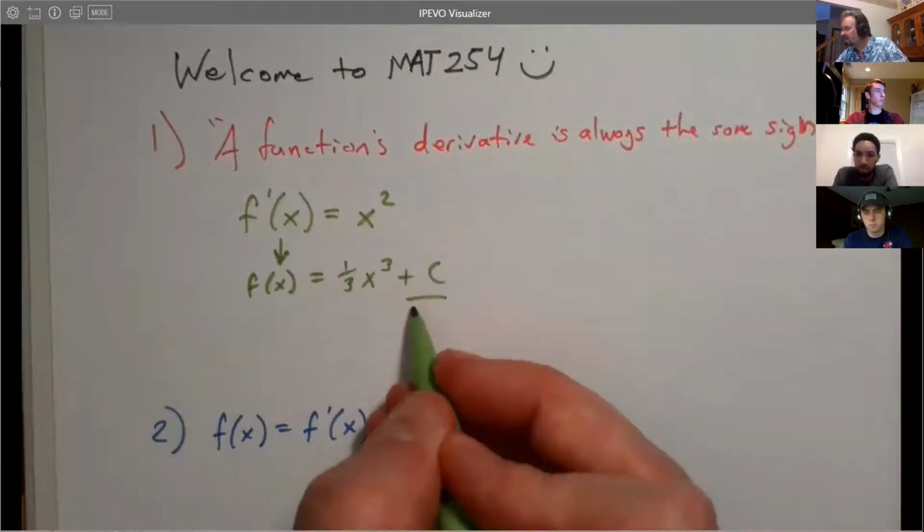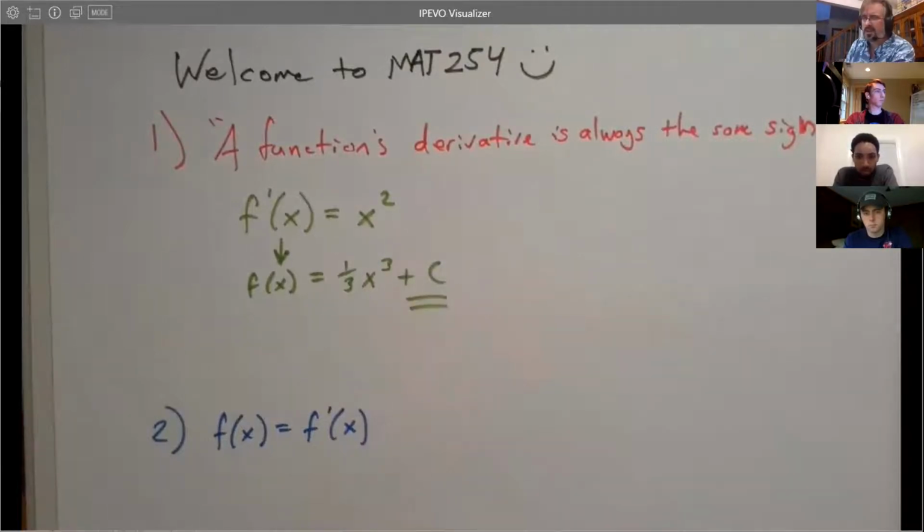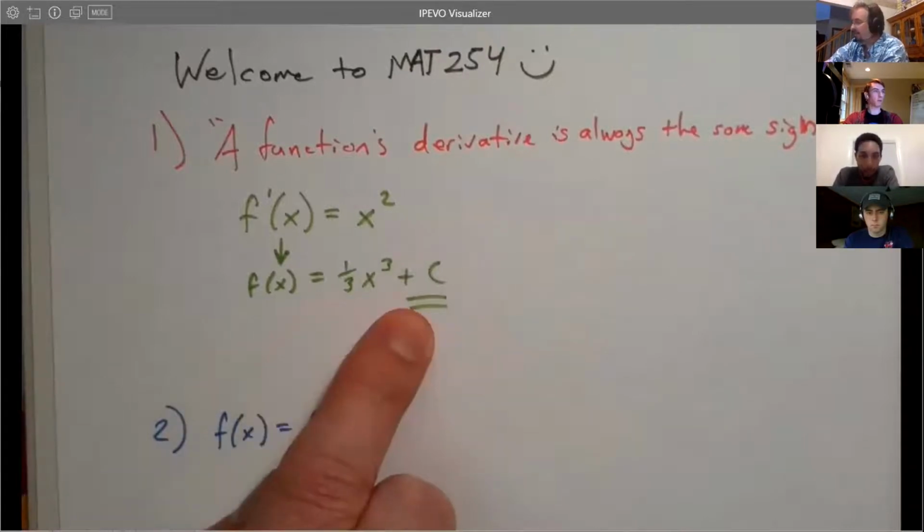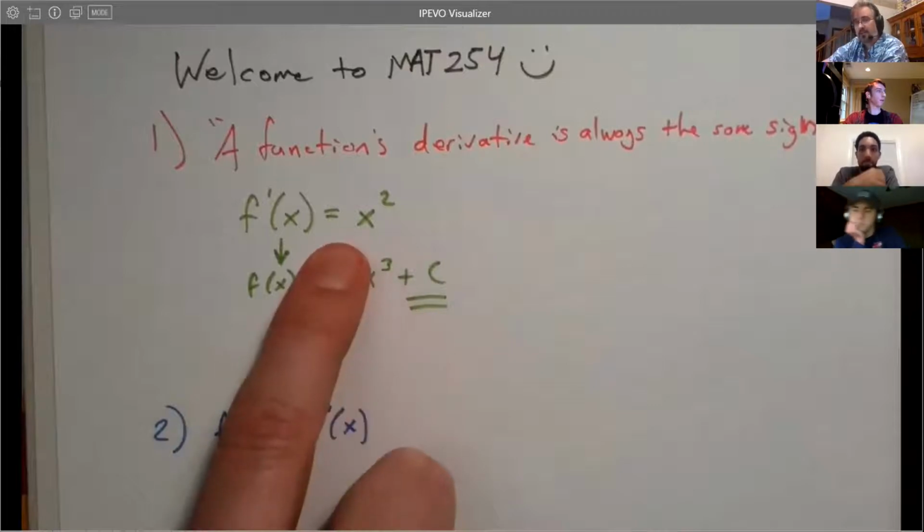What happens if this constant is really big and really negative? Doesn't matter because it just goes to 0. What do you mean it goes to 0? When you take the derivative of a constant, it just tends to 0. Thank you. So it doesn't matter what that constant value is. When we take the derivative it is always positive.